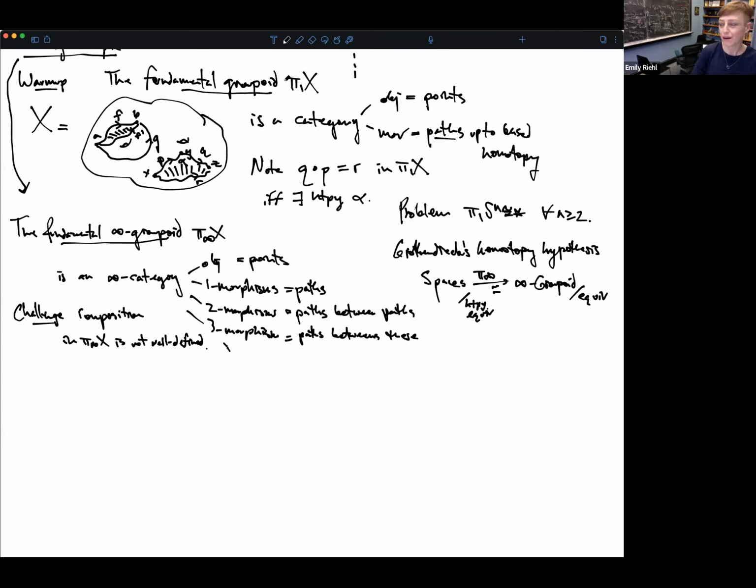So a better perspective is not to make any choices at all and just accept the world as it comes to us, namely that there exist multiple composites of a given pair of paths. And so that's sort of what I meant by saying that this is not well defined.